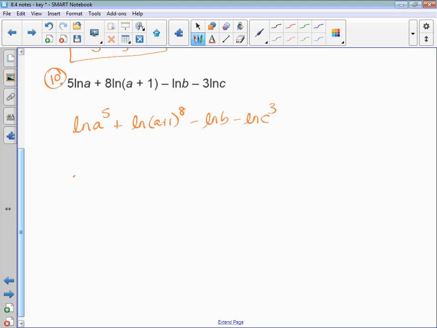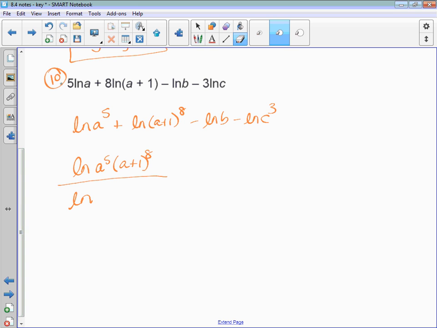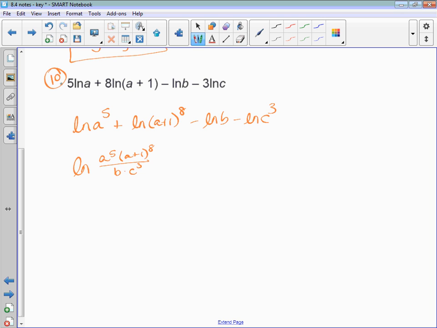I saw some of this. I saw a to the 5th times a plus 1 to the 8th. And then I saw people divide the whole thing by another natural log. No. Okay, that is not what's happening. Yes, there is division, but that's not where it is. It's a to the 5th, times a plus 1 to the 8th, over b times c cubed.